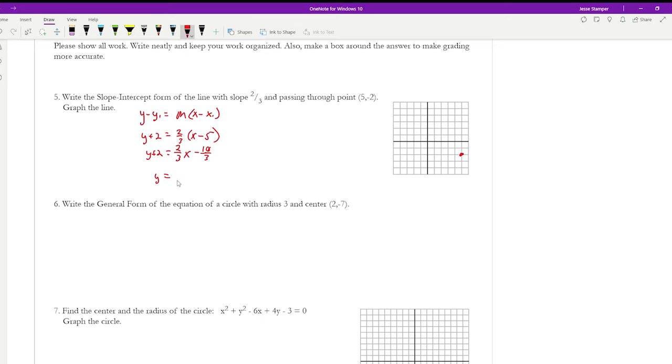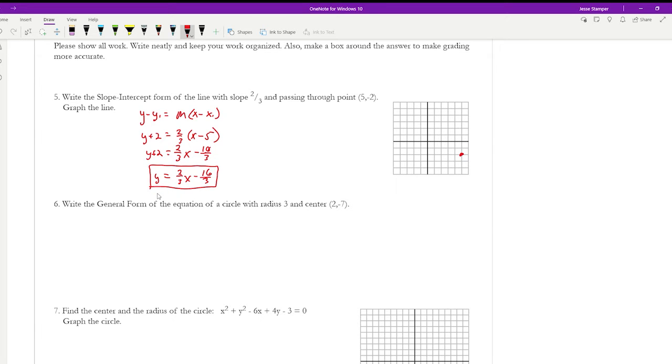y is going to equal, because we need to subtract the 2 on both sides, 2/3 x. Now we're subtracting 10/3 and we're subtracting 2. Well, 2 over 1 has to become something over 3. That'd be 6 over 3. So we're going to be subtracting 16 over 3. If we're subtracting 16 over 3, then we have our slope-intercept form of the line right there. There we go.